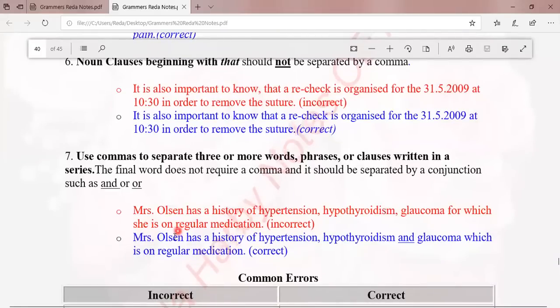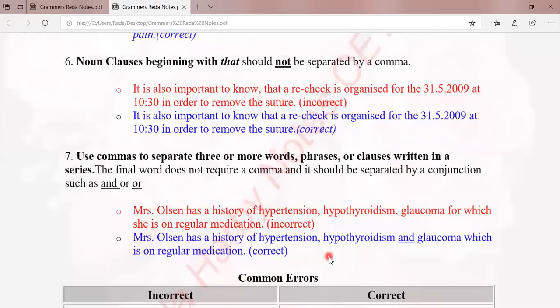Okay. Mrs. Oslin has a history of hypertension, glaucoma, for which she is on regular medication. Very wrong. Why? Because Mrs. Oslin has a history of hypertension, hypothyroidism, and you have to add this conjunction, and, at the end. Okay, comma, and last option.